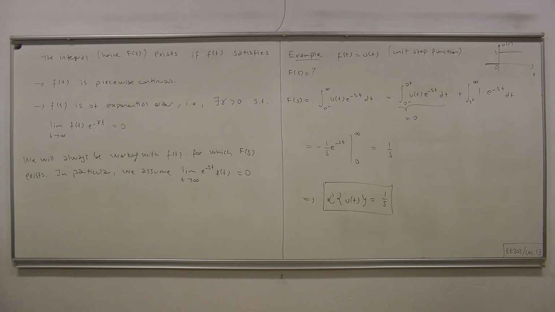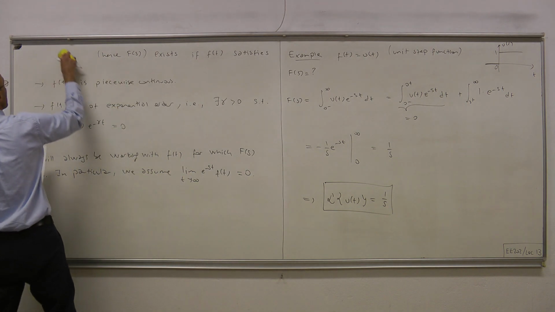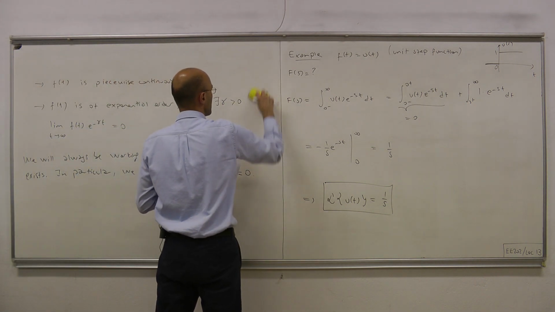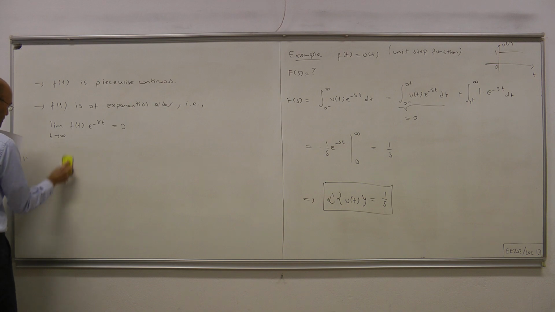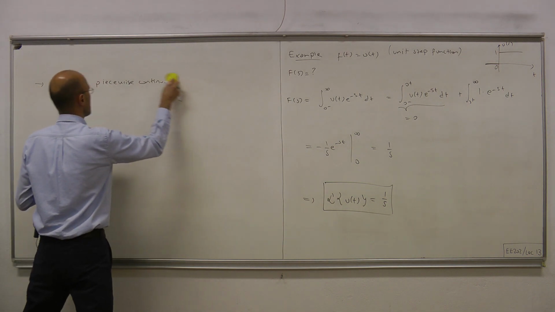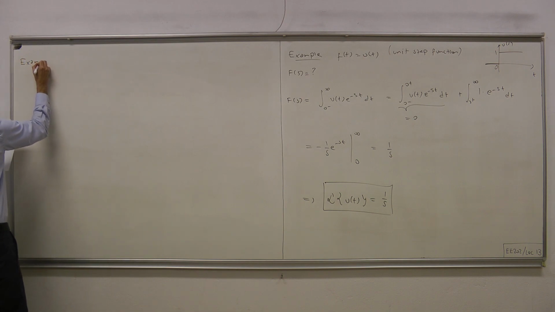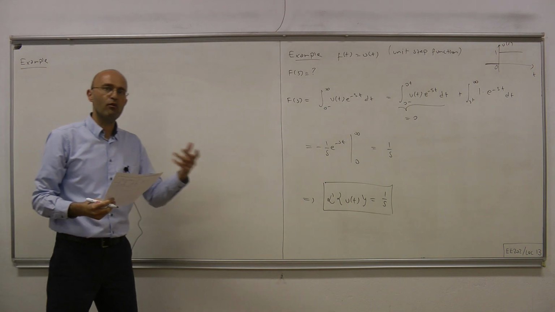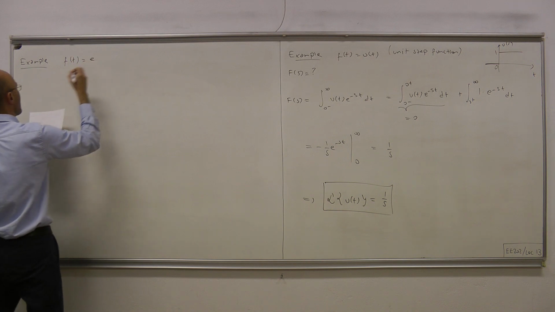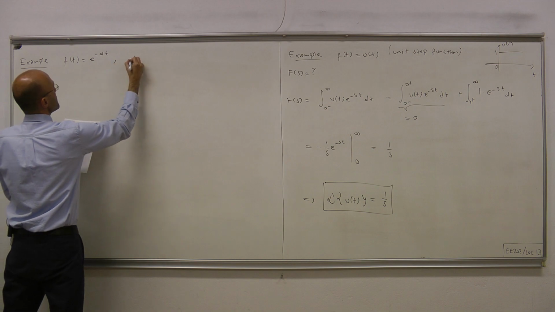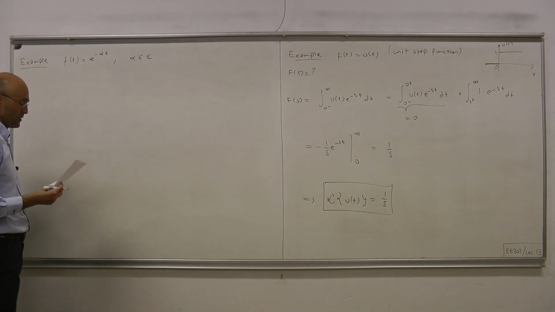Okay. Now let's move on to another function, another waveform. This is our second example, which is a very important waveform for LTI circuits, clearly. F of t equals e to the minus alpha t. And suppose that alpha is some complex scalar. Okay, it's a constant.